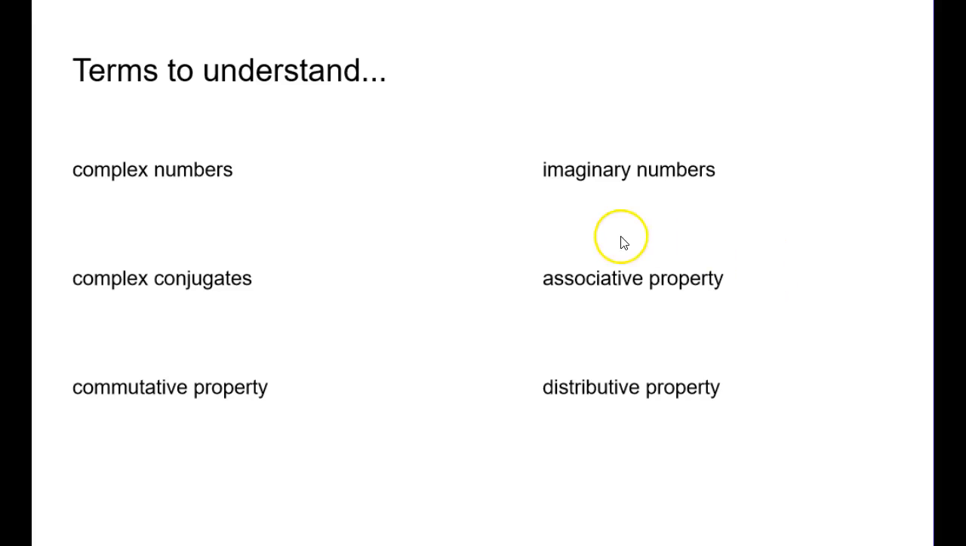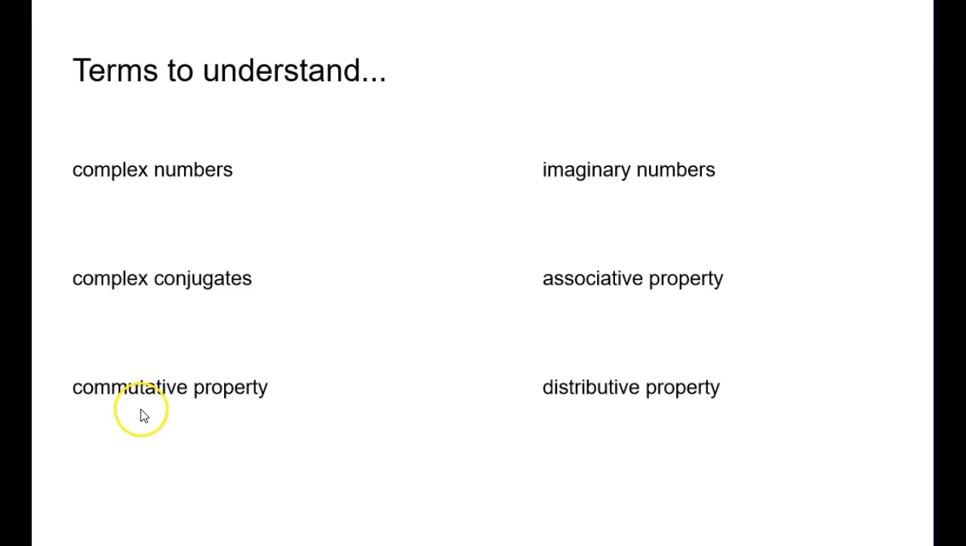The associative property, that's something you should remember from Algebra 1 and even back to middle school. If we're adding three numbers together, it doesn't matter if I add the first two numbers together first or the last two numbers together first. Since we're adding, we're still going to have the same sum in the end. That applies to multiplication as well.